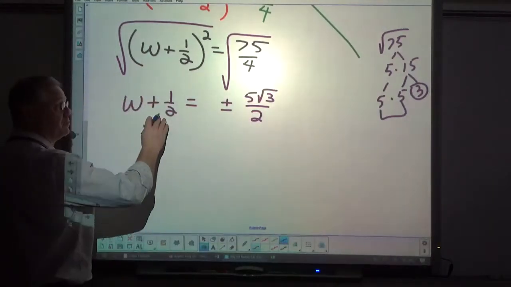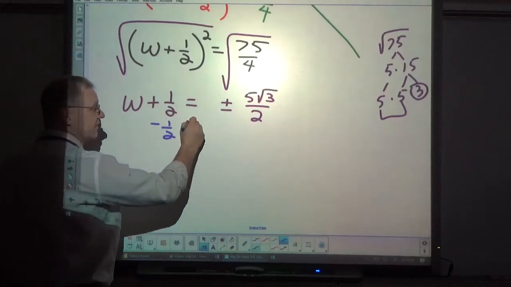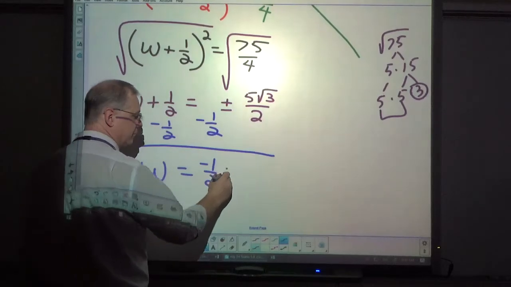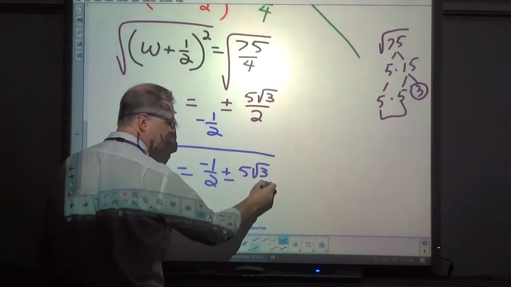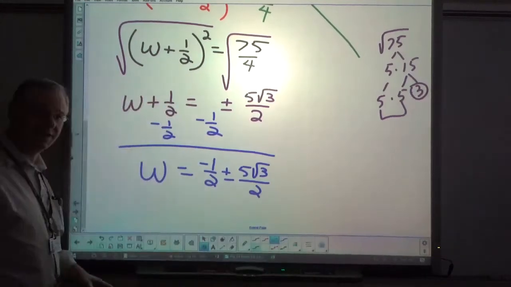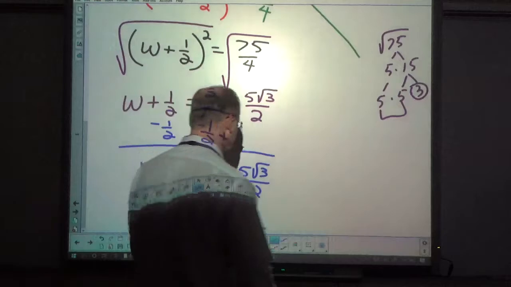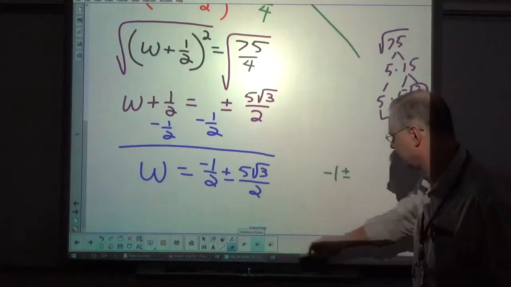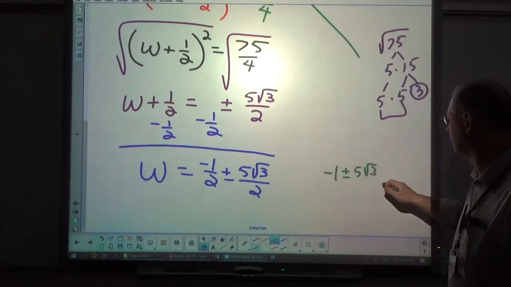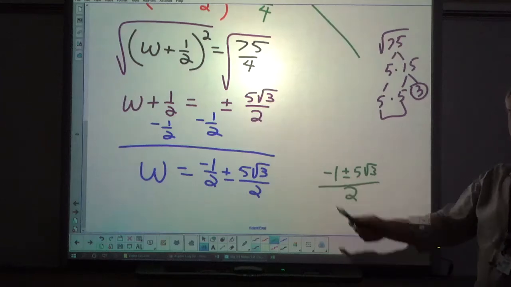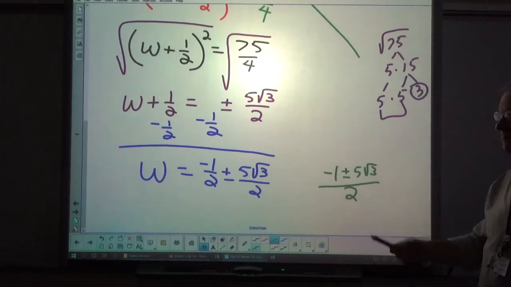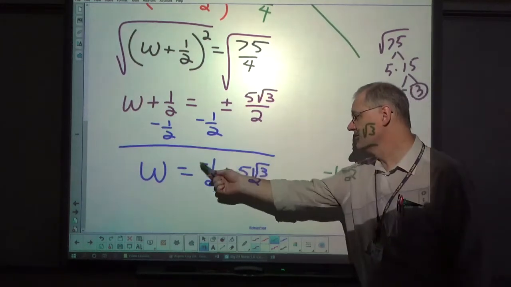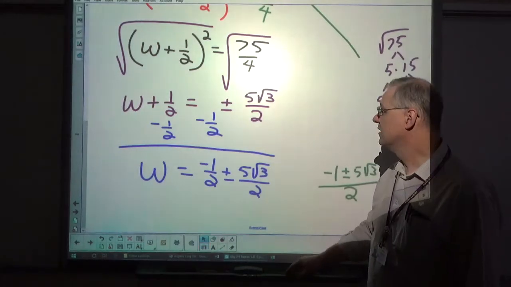The last step I have to do is move the 2 over, so I subtract a half from both sides. So I end up with w equals negative 1/2 plus minus 5 square root of 3 over 2. Now, in the quadratic formula, you'd have written this as negative 1 plus minus 5 square root of 3 over 2, like that. These two are equivalent expressions. Either one is an acceptable answer. So that's how you would see this with the quadratic formula. This is what it's going to look like in completing the square.